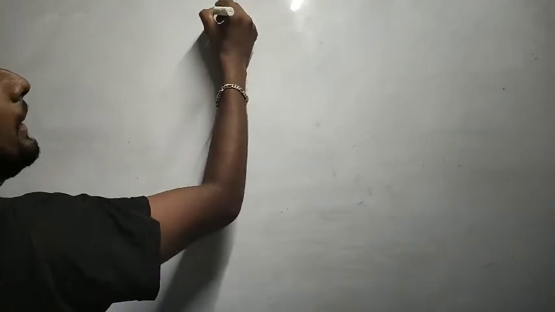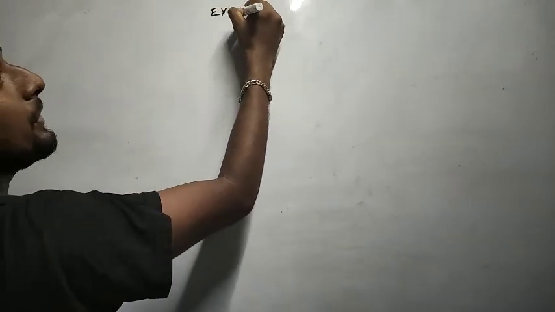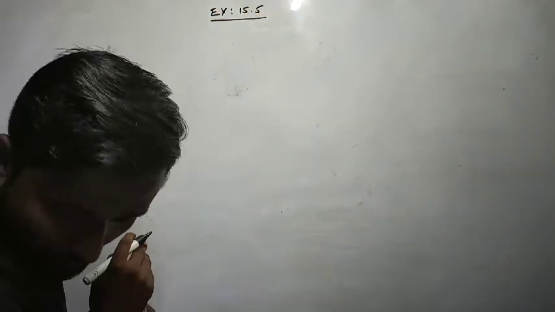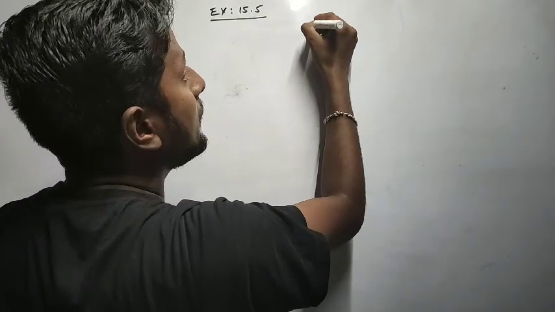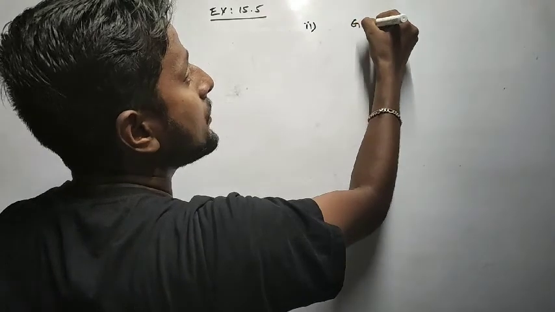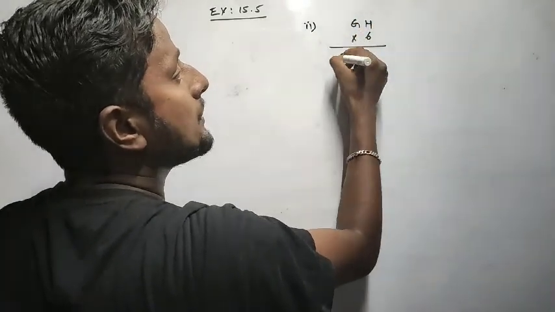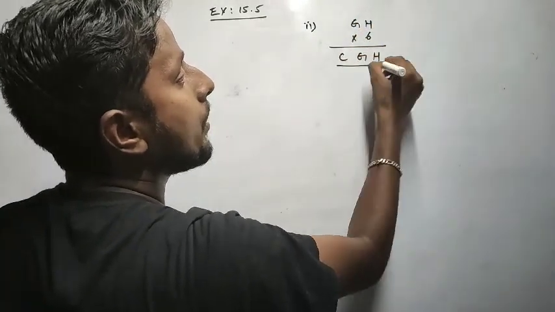Welcome back, children. Today we'll discuss exercise 15.5, part 3. There are only two problems in part 3. The second problem is GH into 6 is equal to CGH.